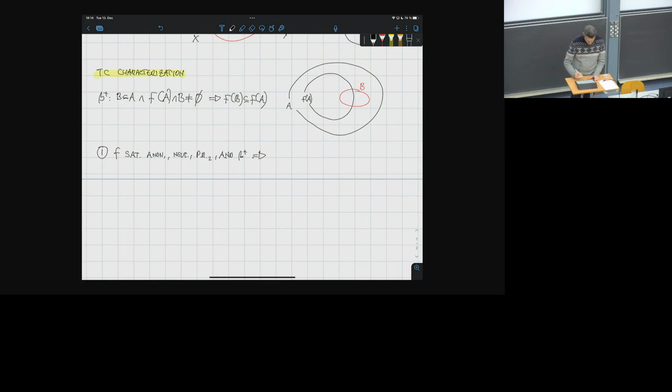And we want to show that this implies that FTC is a refinement of F. Okay, so F is any function that satisfies these axioms, and then we want to show that FTC is a refinement of that function. Okay, and this works by a single application of beta plus.